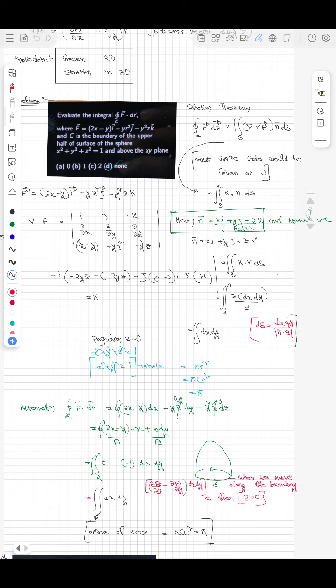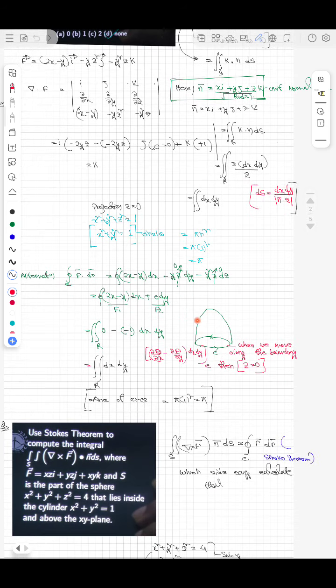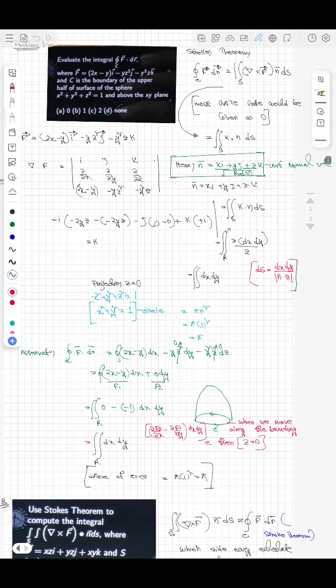It is C, that is, the boundary is the upper half of the surface. So what you have seen, if you have a sphere, then this is the upper half. So in this picture you can see, what is here is the upper half, simple upper half, and then the sphere equation that has been given, and then the xy plane.